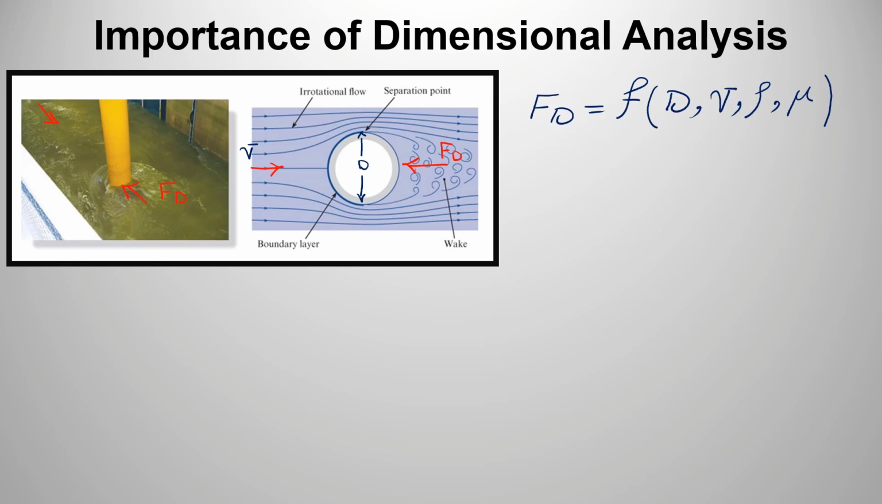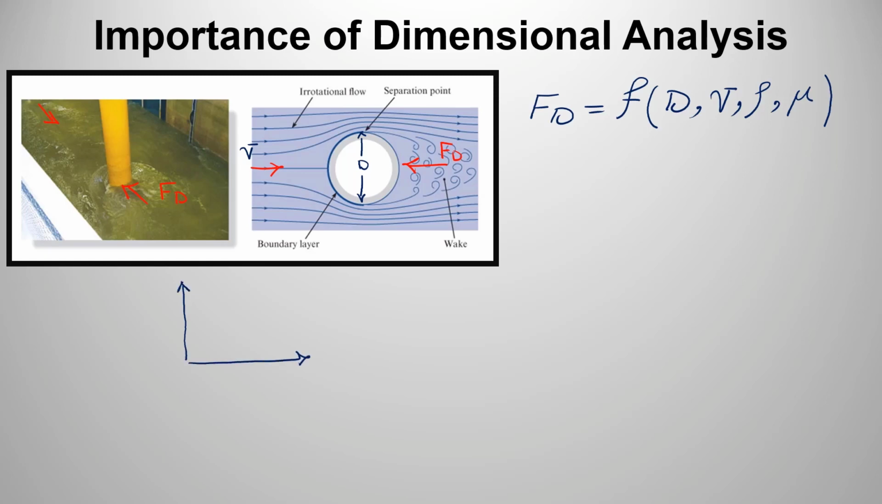Now, imagine that you're working for a company, and the company asks you to find a relationship between drag force and different diameters of the cylinder, or different velocities of the flow, or different densities from different fluids. So what you're going to do is set up an experiment, right? And you are going to create graphs.